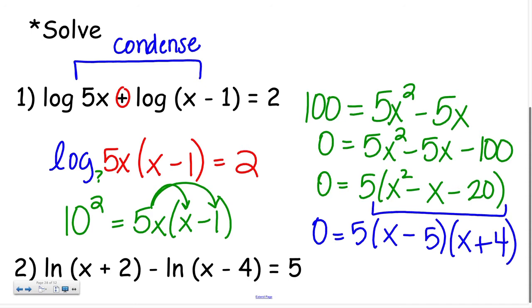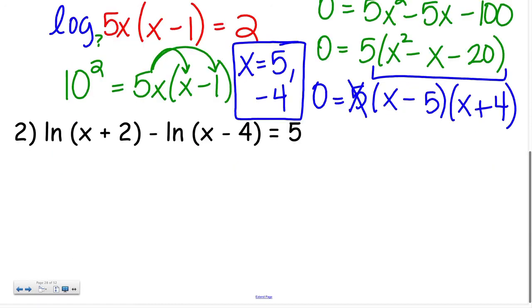Now I'm going to set each factor equal to 0. If I set 5 equal to 0, that means nothing. So that one goes away. That doesn't count as part of my answer. But I can set x minus 5 equal to 0 and x plus 4 equal to 0. And I get x equals 5 and negative 4.